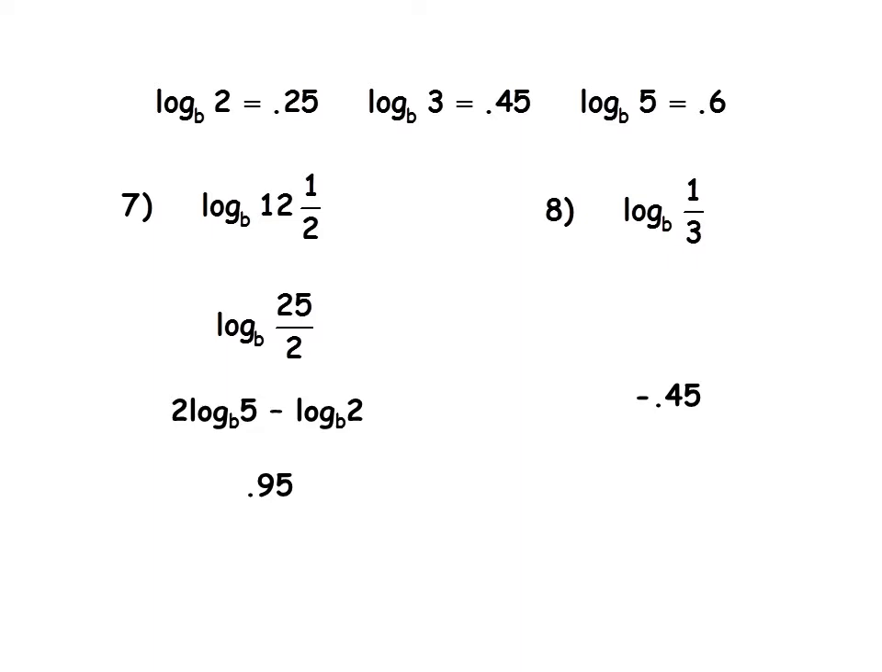Number 8, the log b of 1 over 3, log b of 1 minus the log b of 3. Well, log b of 1 is not actually on our list, but we know that this always is going to equal 0. So anytime you're given a list like this, make sure you also consider that the log b of 1 has to be 0. So then it's just going to be minus 0.45.